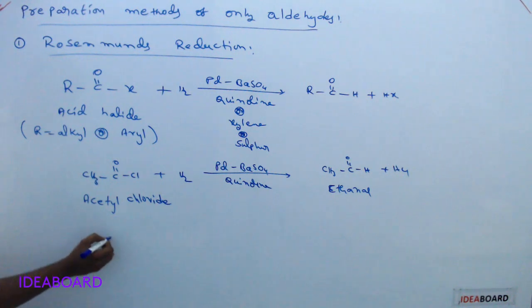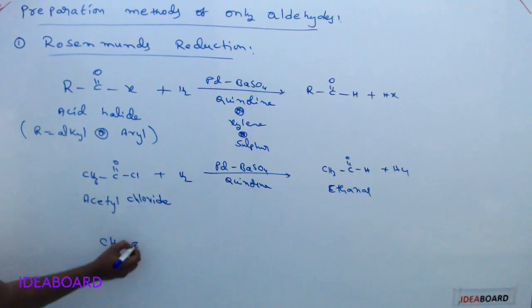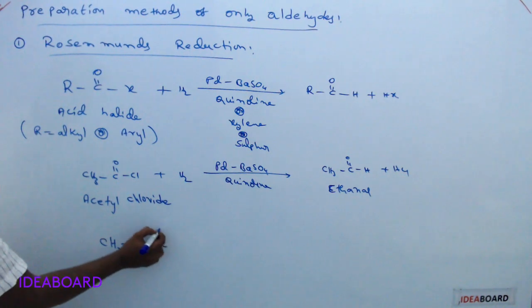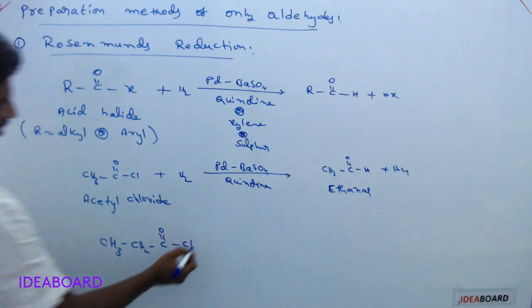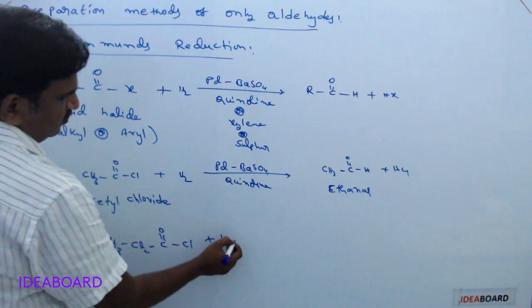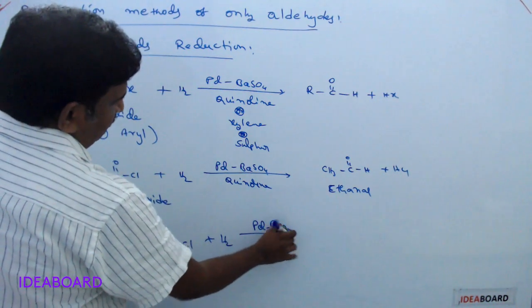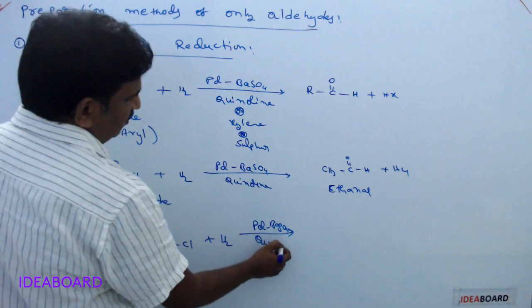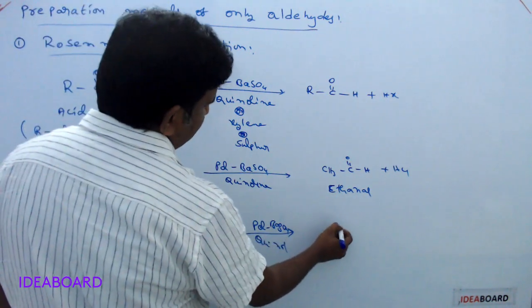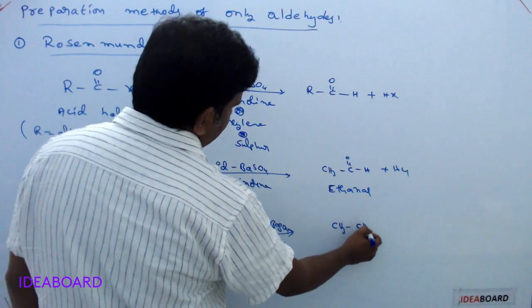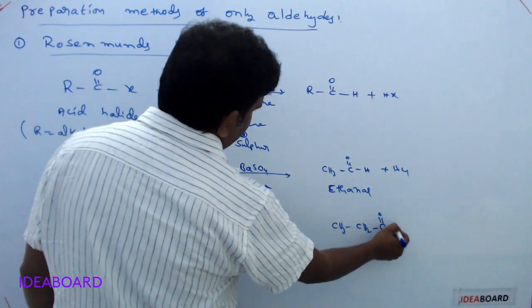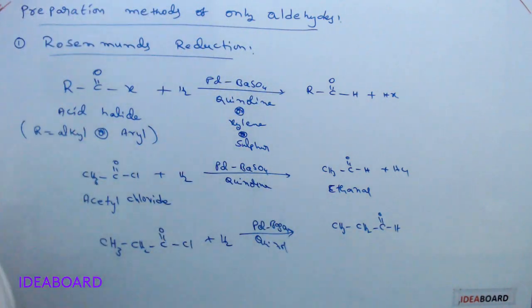Next, if you are taking CH3CH2COCl, then with H2 and Pd/BaSO4 present in quinoline, it is giving CH3CH2COH. That is propanal or propionaldehyde formed.